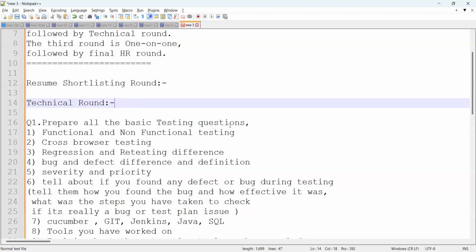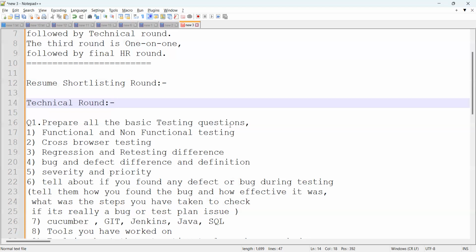The second question is on functional and non-functional testing. If you are saying that you are doing manual testing and functional testing, the interviewer might ask you what non-functional testing can be done. Non-functional testing could be reliability testing, usability testing, efficiency testing, which itself contains load testing, performance testing, portability testing, and security testing, all those things.